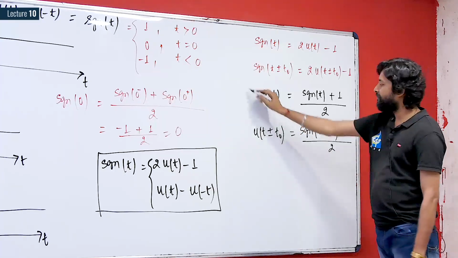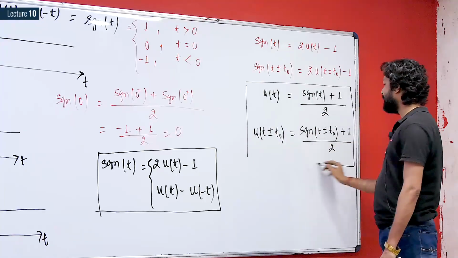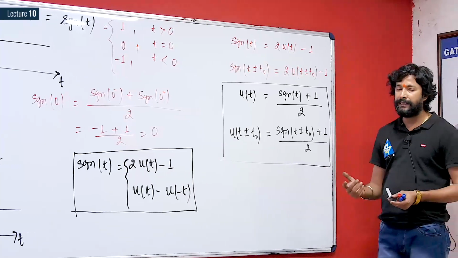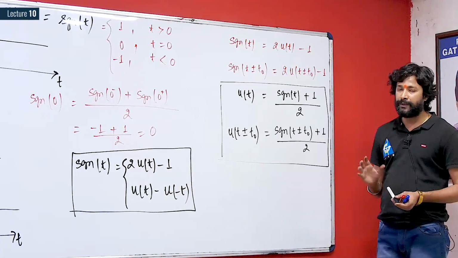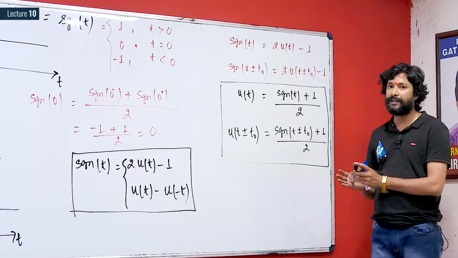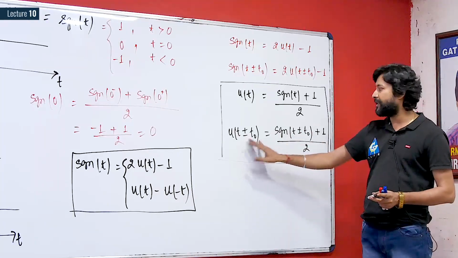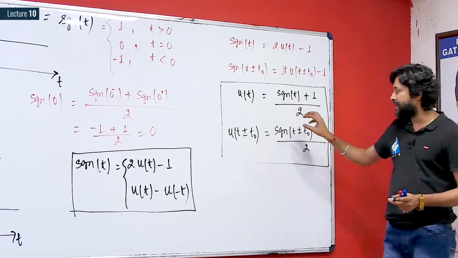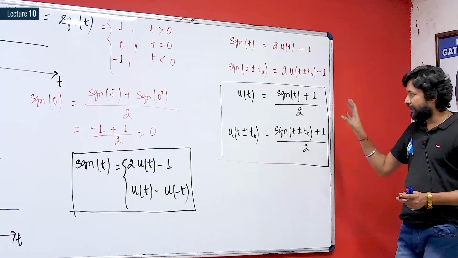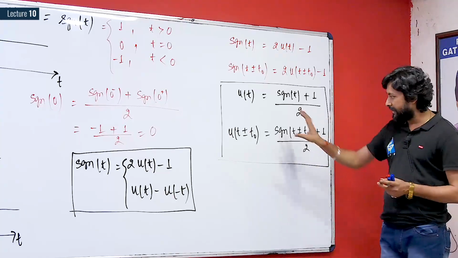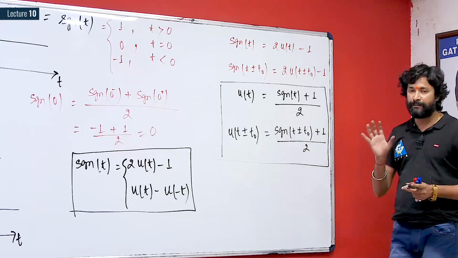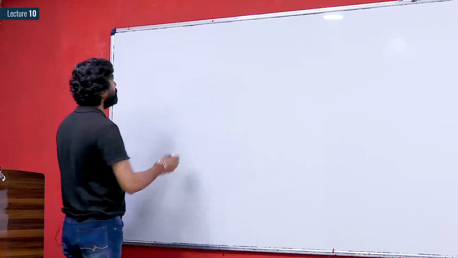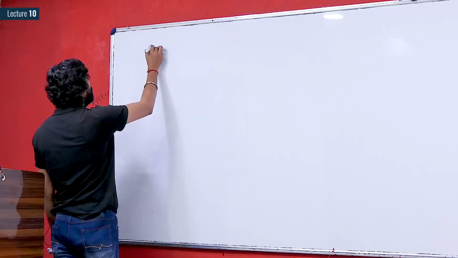It is very important, as we have seen, that any given signal having sudden changes can be represented in terms of step function. And if we are able to represent any function in terms of step function, then we can represent that function in terms of signum function, as we have written here. So now we are going to use these relations and perform some operations on signum function.